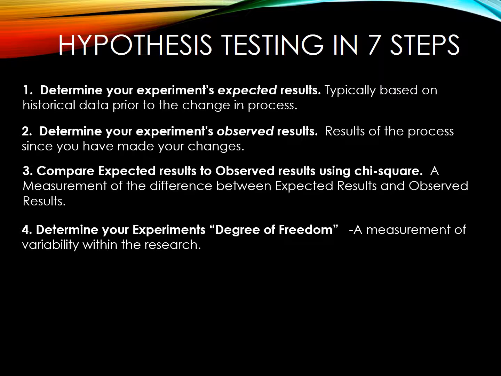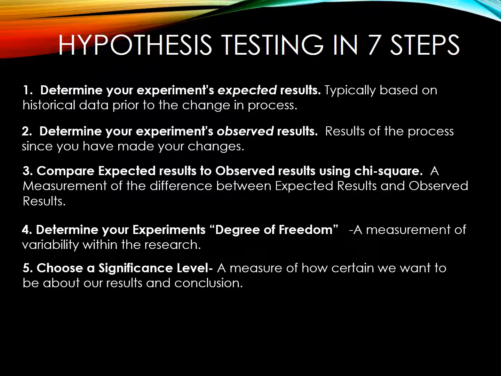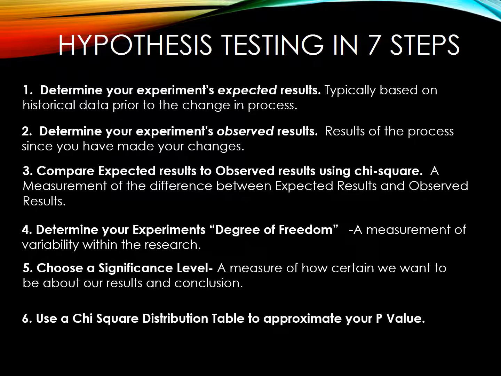You're going to determine your experiment's degrees of freedom. That is a very simple step. It takes about 10 seconds, and I'm going to show you how to do it very quickly. You're going to choose a significance level. We've actually settled already on 95%. That is the measure of how certain we want to be about our results. We're going to use a chi-square distribution table to approximate a p-value. And that p-value is going to decide whether we accept or reject the null hypothesis that our project did not have any meaningful impact.